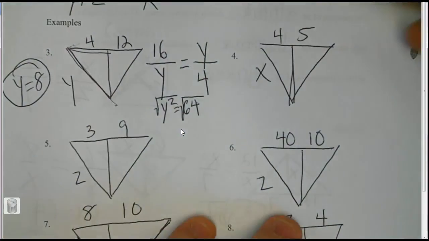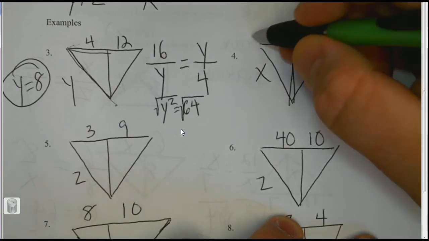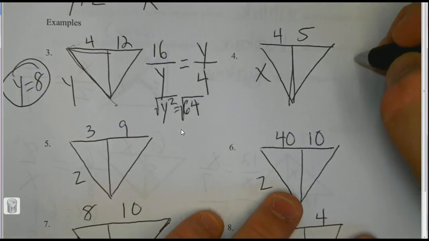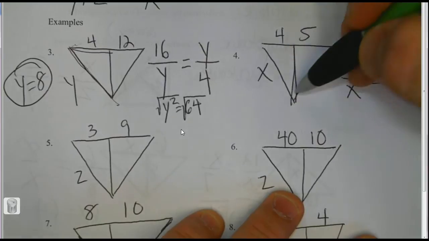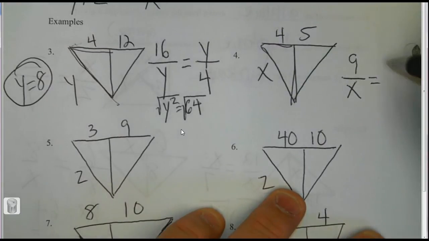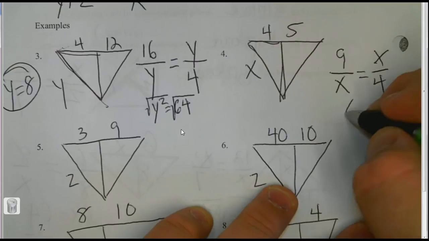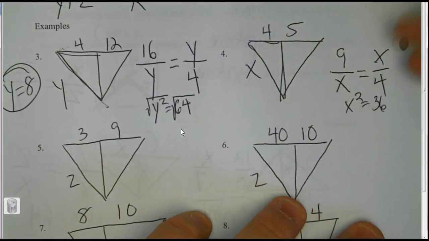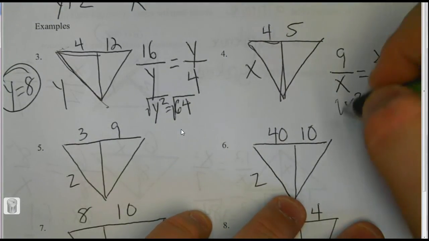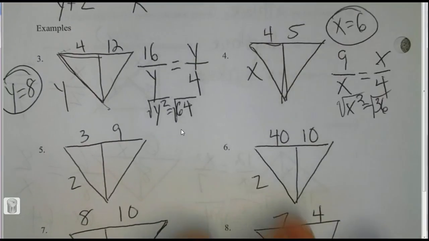For number 4, I want to take the whole hypotenuse, so 9 over X, and then I'm going to come back and X over 4. Again, we cross multiply, X squared is equal to 36. And then we solve. Square root of 36, X is equal to 6.